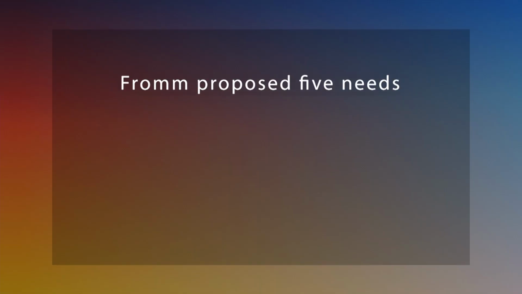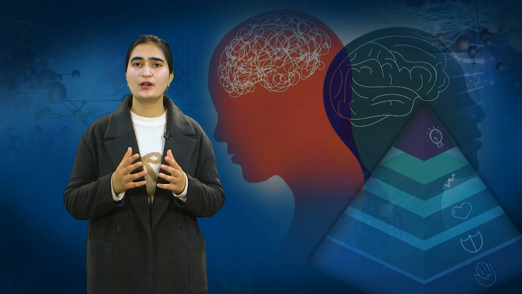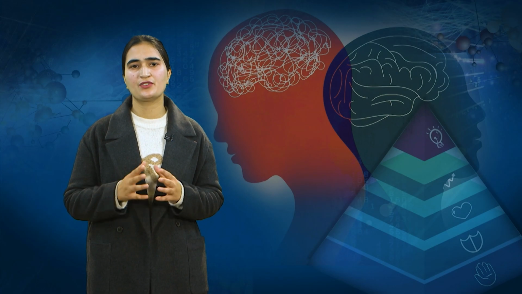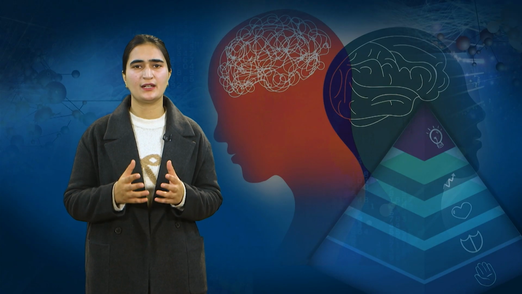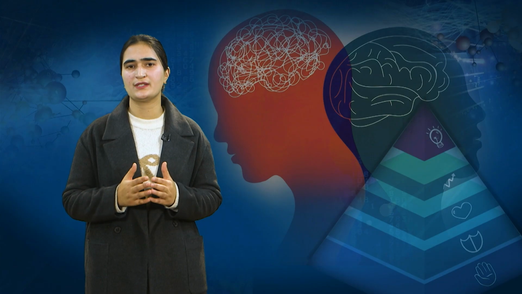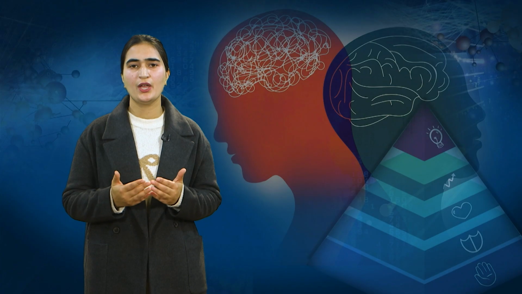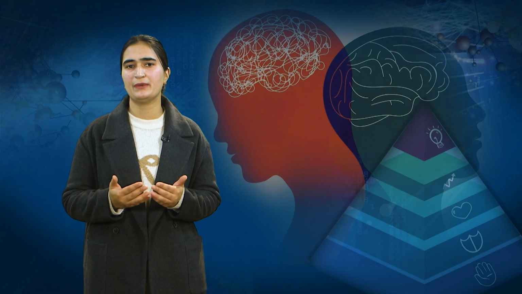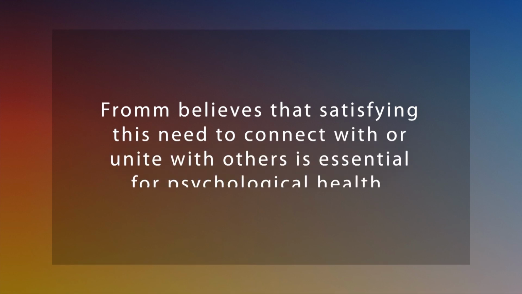Fromm proposed 5 needs which derive from the freedom-security dichotomy. Let us discuss them one by one. The first one is relatedness. Humans are aware of the loss of their primary ties with nature and one another. We are aware of how independent and helpless and separate each of us is. As a result, in order to replace our lost connection to nature, we must seek out new connections with other people. Fromm believes that satisfying this need to connect with or unite with others is essential for psychological health.